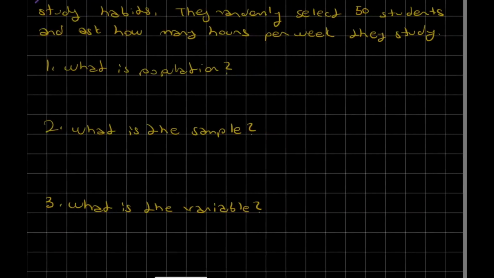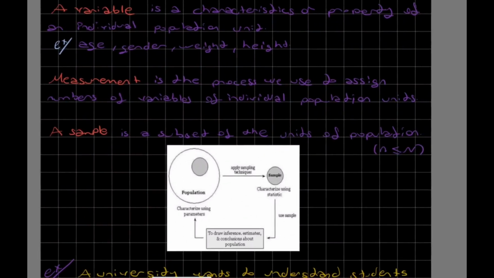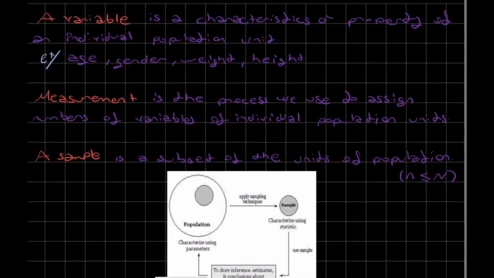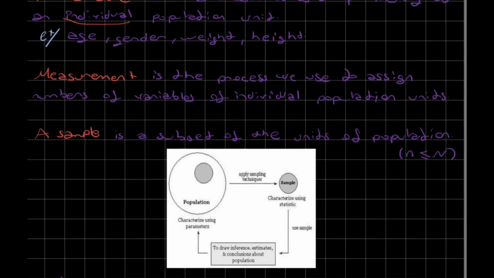So, what is a variable? A variable is a characteristic or property of an individual population unit. It's really important. This is related to the individual. It changes from person to person, like age, gender, weight, height. It's really different. In your life, weight and height can be different. It is a variable. It's changing from individual to individual.